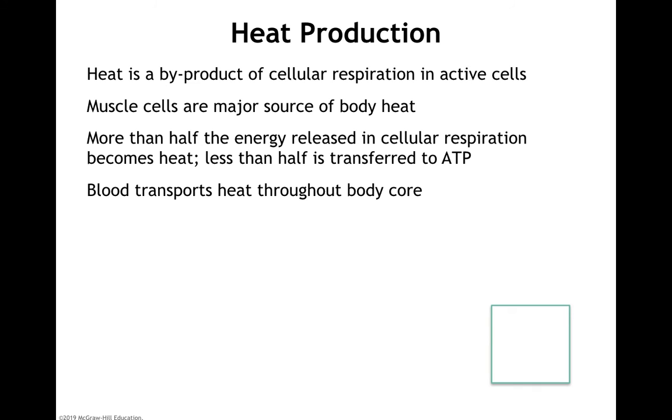And then it's also important for you to know that one of the major products of muscle contractions is heat. It's a byproduct. Muscles are a major source of body heat. More than half the energy released in cellular respiration is heat. Less than half of that goes to ATP. And that helps to maintain body heat, and the blood will transport that heat throughout the body.